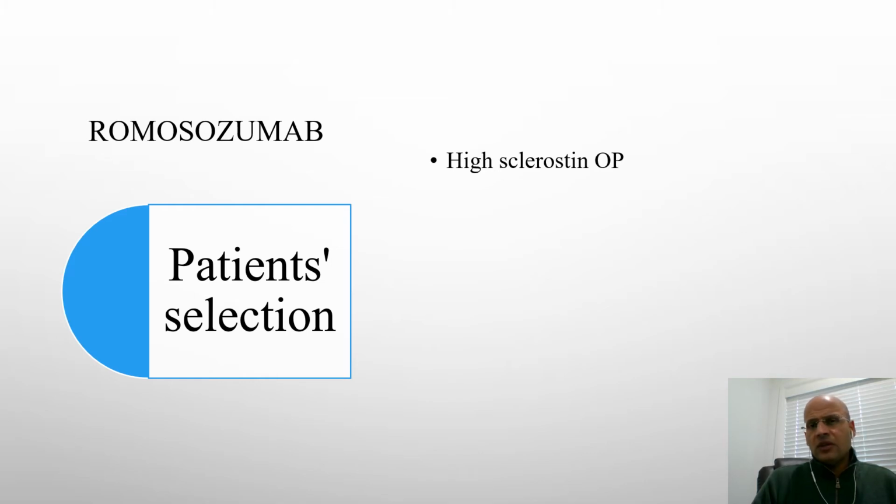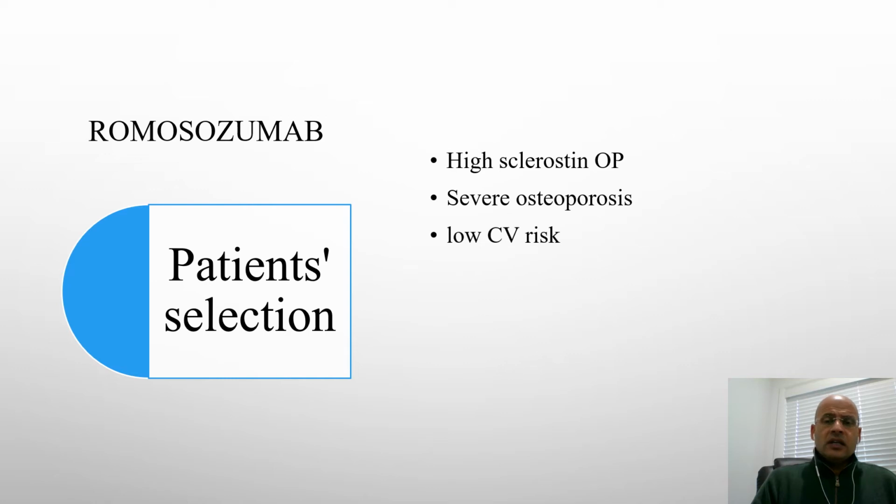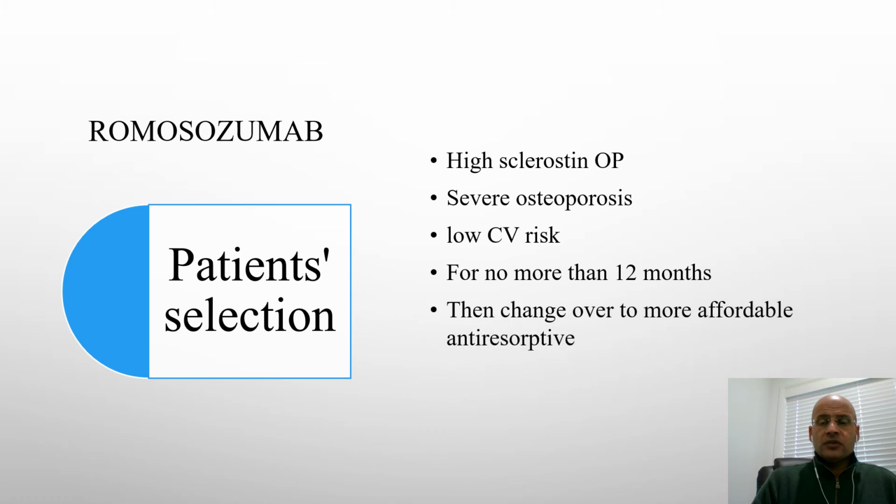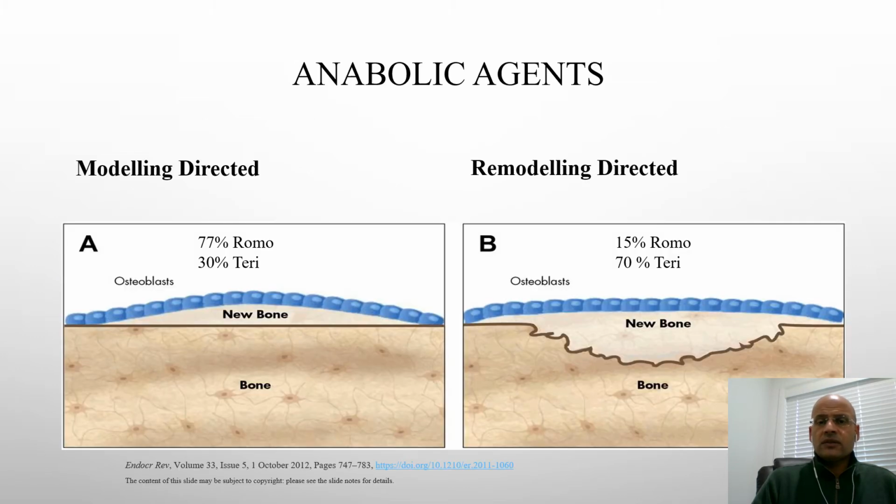Anyone with severe osteoporosis that is known to have high sclerostin levels, and it has to be severe osteoporosis. This is a very expensive drug, and we should only save it for those who need it. We shouldn't be recommending this treatment for mild to moderate osteoporosis. Low risk, someone who has a low cardiovascular risk, and we shouldn't go beyond 12 months because it will lose its benefit and efficacy. And then after that, you can change it over to a more affordable anti-resorptive to maintain the benefit you gained. Otherwise, you may well lose it.